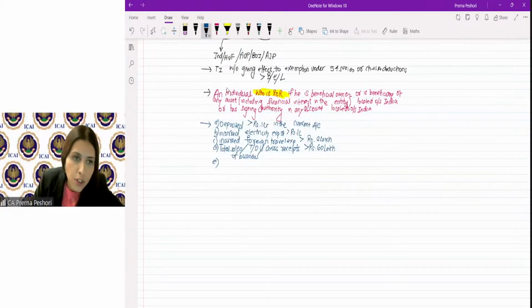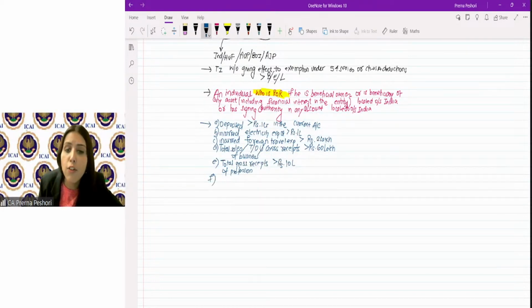And for the profession, total gross receipts greater than rupees 10 lakh. This is for the profession. So for business, 60 lakh, for the profession, rupees 10 lakh.